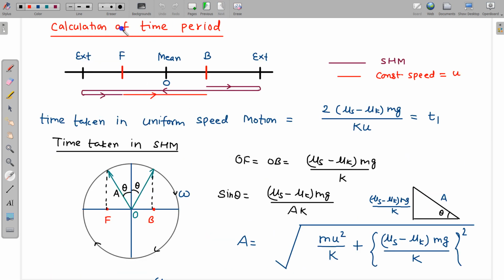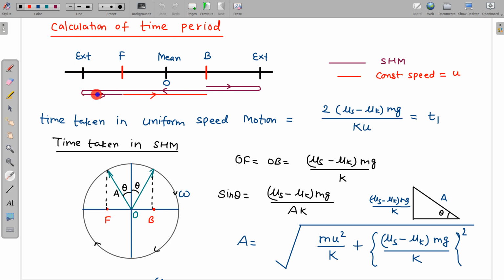So now let's calculate the time period of this motion. I have drawn a line, and this is the mean position of that simple harmonic motion, and this is the same point B as we have discussed. I am starting from this point B. From point B, let's say this SHM started, so it has gone till this extreme position, and then again it returned and reached the left extreme position.